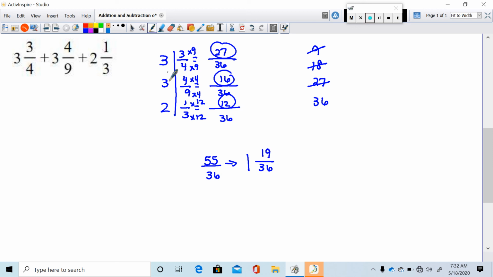Now you do the whole number part. 3 plus 3 is 6. 6 plus 2 is 8. You add that to what you previously had, and your final answer is 9 and 19 over 36.